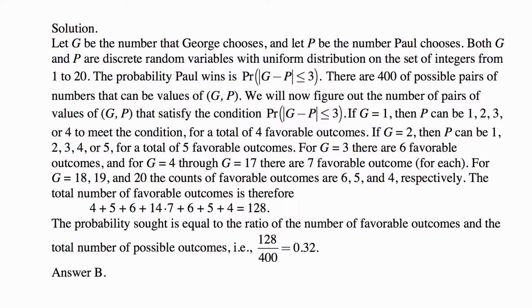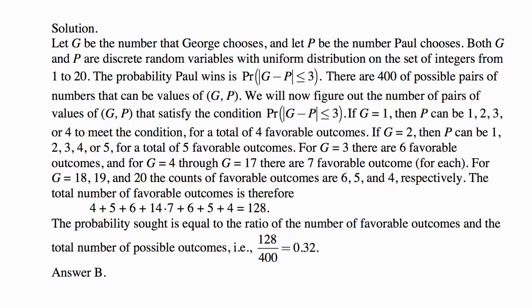We will now figure out the number of pairs of values of (G, P) that satisfy the condition that the absolute value of the difference G minus P is less than or equal to 3. Well, if G is equal to 1, then P can be 1, 2, 3, or 4 to meet the condition, for a total of 4 favorable outcomes. If G is 2, then P can be 1, 2, 3, 4, or 5 for a total of 5 favorable outcomes. If G is equal to 3, then there are 6 favorable outcomes.